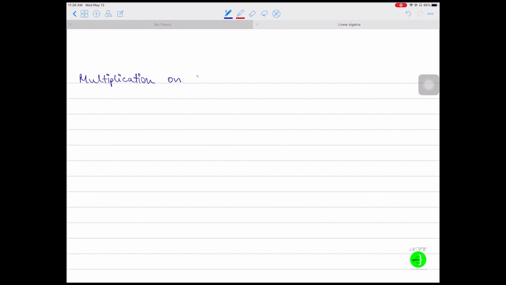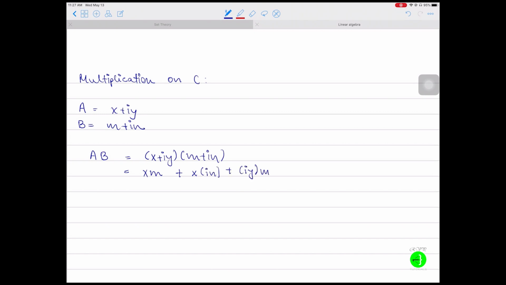Again, let's take two arbitrary complex numbers, a equals x plus iota y and b equals m plus iota n. To define the product of two complex numbers a and b, we have (x plus iota y) times (m plus iota n), and we multiply it as we do a normal algebraic multiplication: x times m plus x times iota n plus iota y times m plus iota squared yn.